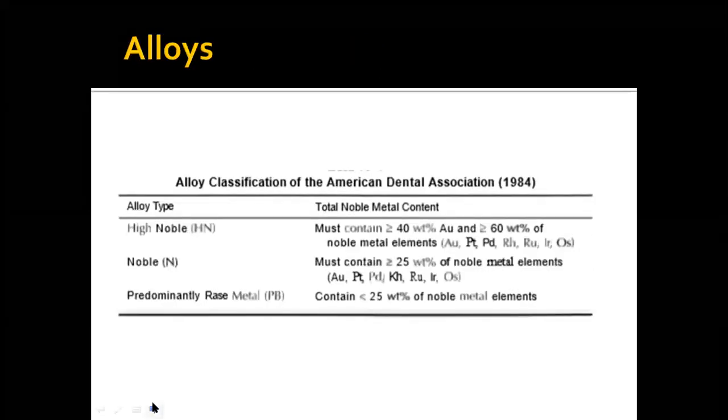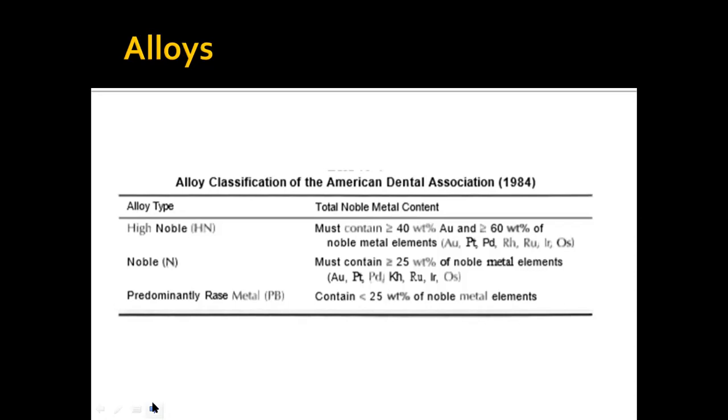Now alloys, again we'll be discussing in detail. I'm just briefing you on what alloys are. Keep your questions ready if you have any. In alloys you have high noble, which must contain greater than 40% gold. Remember, greater than 40% gold has to be present in your high noble alloys, and greater than 60% weight of noble elements. Now, what are the other noble elements? You have gold, platinum, palladium, ruthenium, rhodium, iridium, osmium, and silver. These are all your noble metal elements.